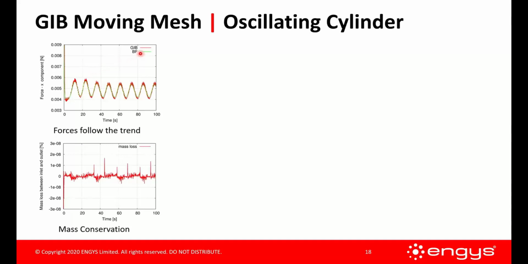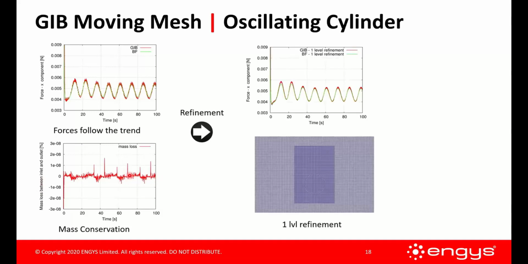We've got the neon green line, which is the body fitted, and we've got GIB. We see that there's a slight difference. There's a little bit of noise from the GIB compared to the body fitted. If we look at the mass loss between the inlet and outlet, it's on the level of machine precision, so 1e-8. So for GIB, it's mass conservative.